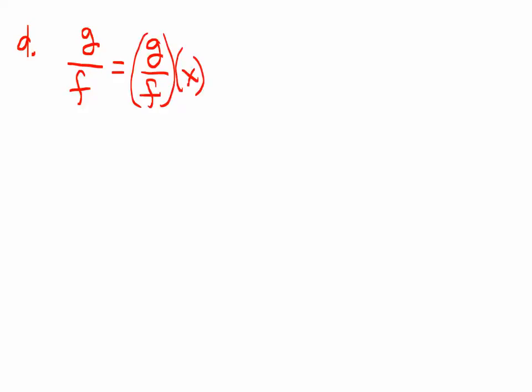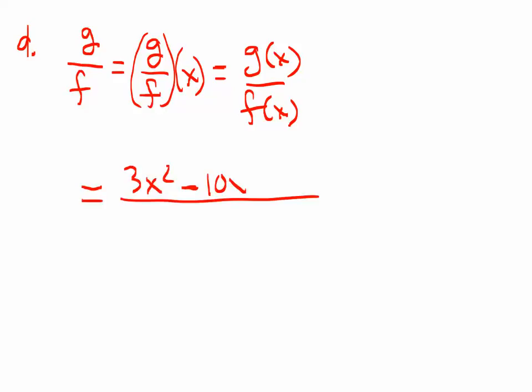Alright, and last one, D. It's the division between g and f. And still this is just a variable x, so the g function goes on top, the f function goes on the bottom. And we have the trinomial goes on top, the binomial on the bottom, and the only question is, does that trinomial factor? Maybe. I see a few yeses in the audience. Okay.